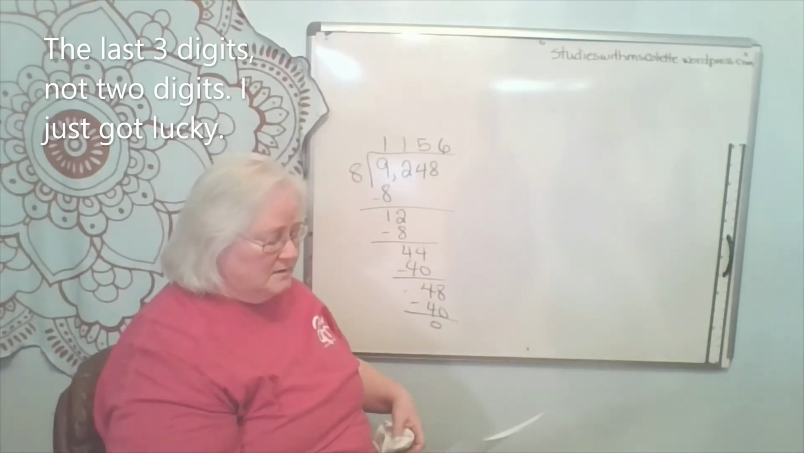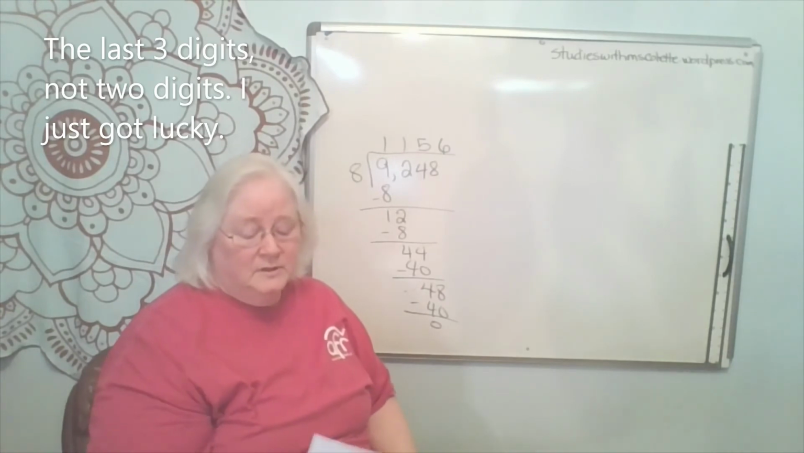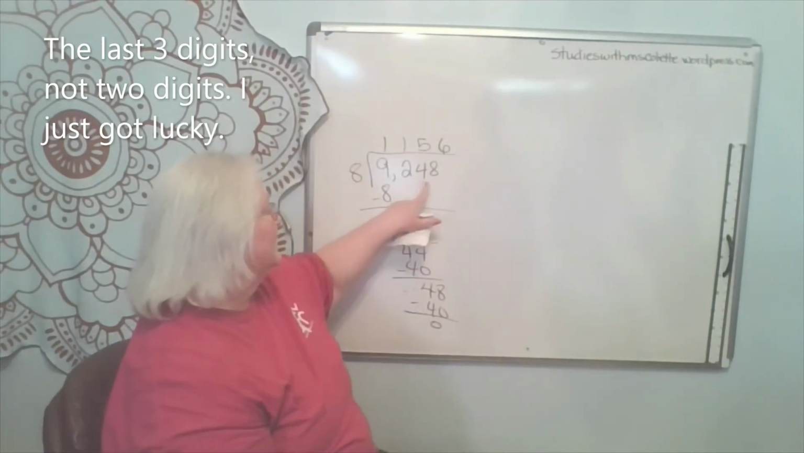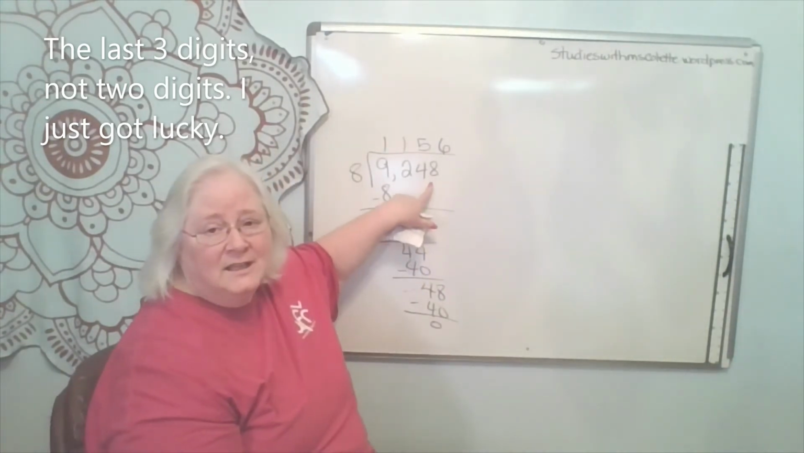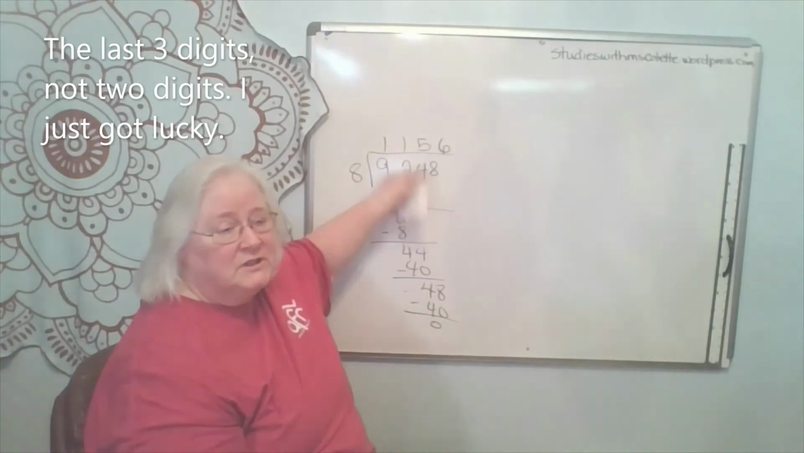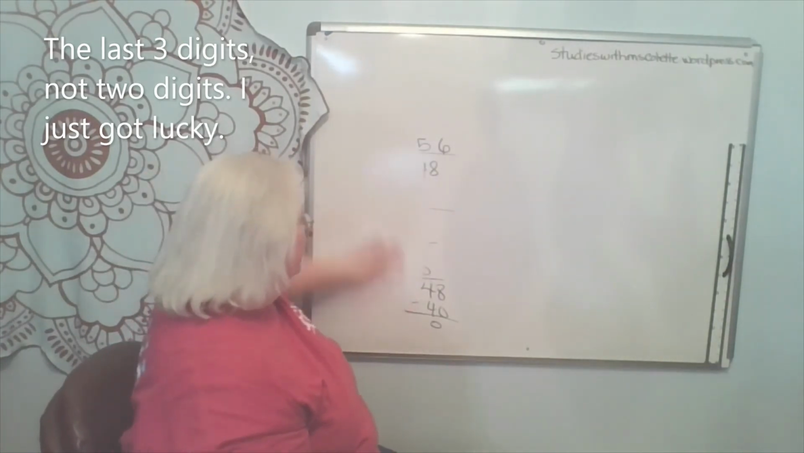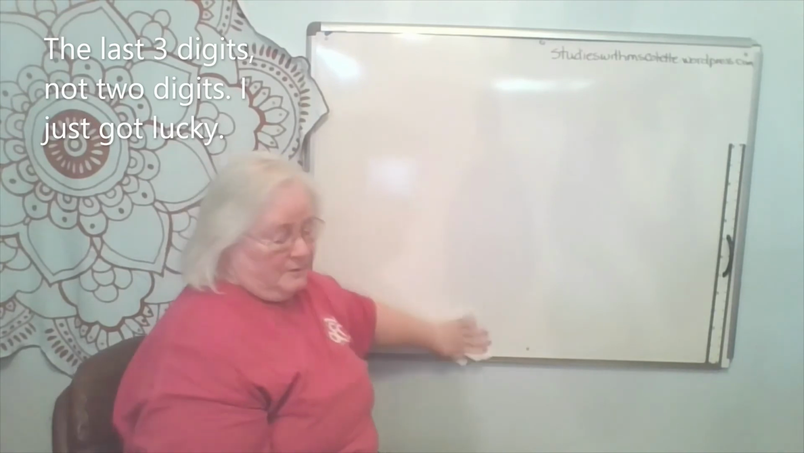Okay? So the rule for number 8, you just have to look at the last 2 digits. And if 8 will go into the last 2 digits, then 8 is divisible to the whole number.